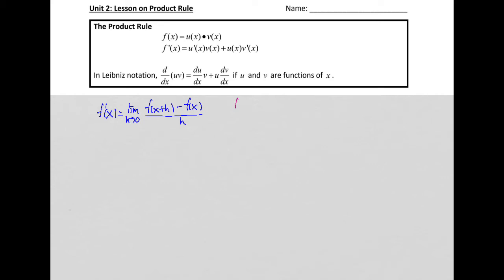Given f of x is u(x) times v(x), then f of x plus h will be u(x plus h) times v(x plus h). And then we substitute this into the first principle.